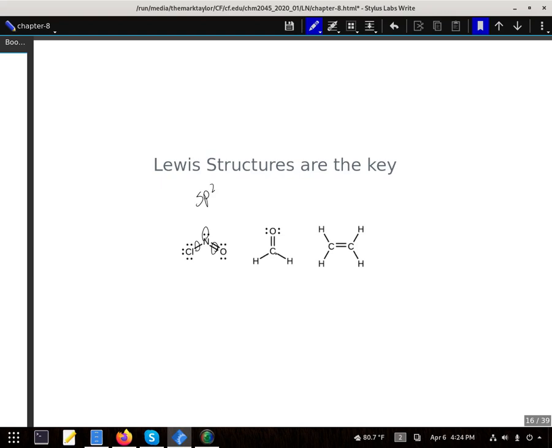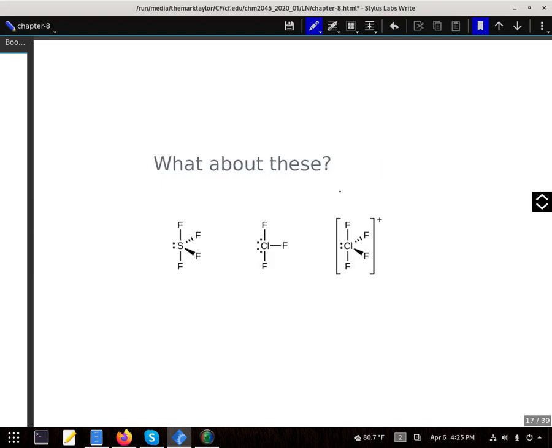Same with this middle one, the CH2O, 1, 2, 3 groups. And either one of these carbons, 1, 2, 3 groups. All three of those, you need sp2 hybrid orbitals to make it work. You do the Lewis structure and just count the bonding groups. All right, how about these?